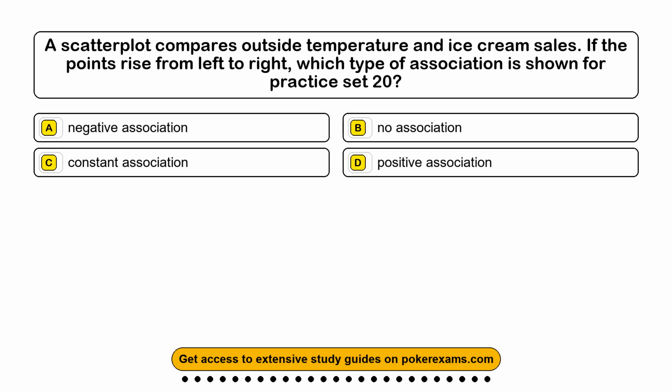Question 25. A scatter plot compares outside temperature and ice cream sales. If the points rise from left to right, which type of association is shown for practice set 20? Option A negative association. Option B no association. Option C constant association. Option D positive association.